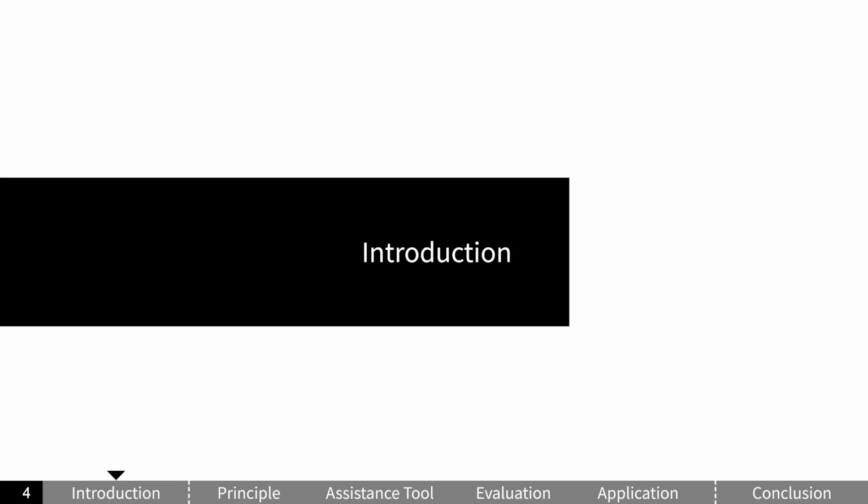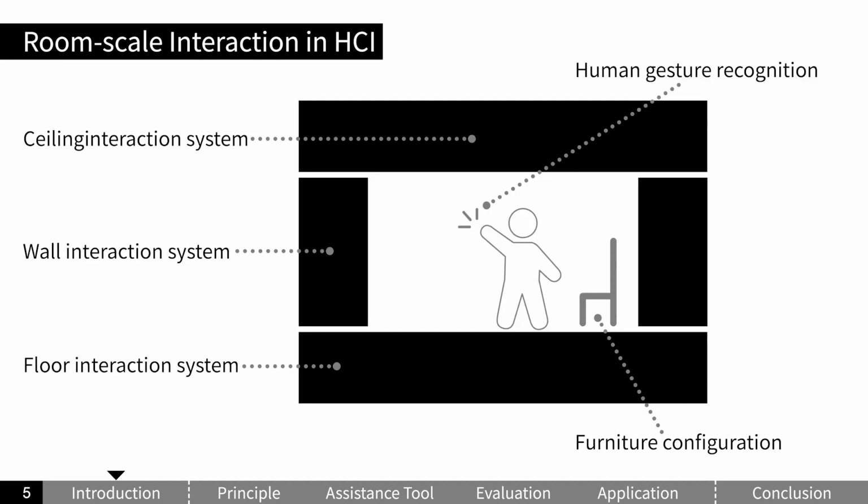Recent contributions in human-centered interaction have extended their focus beyond the scale of the human hand and body to explore interactions between individuals and their broader environment. Interaction research at room scale over the past few years can be categorized into these 5 groups: interaction systems on wall, floor, ceiling, furniture, and room-scale human gesture recognition.